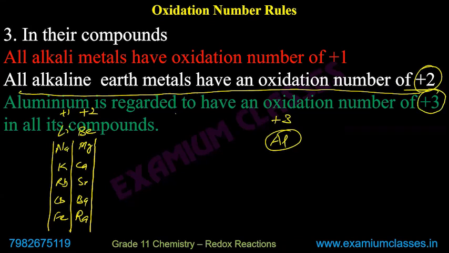So +1, +2, +3, you should remember that if these appear in any compound, you will always consider the oxidation state as +1, +2, or +3. No exception here. No exceptions. This will always apply.